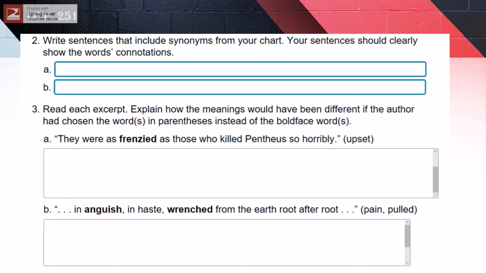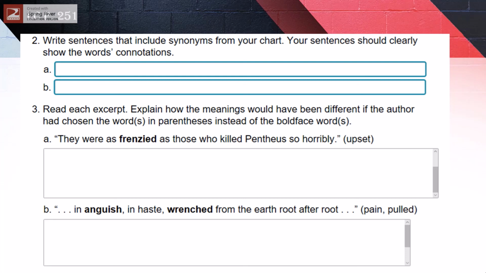After answering practice and apply, let us move on to number 2. This time, you're going to write sentences that include synonyms from your chart. Your sentences should clearly show the word's connotation. That means you are going to use your answers from the previous activity. I hope you can construct correct sentences. How about number 3? Read each excerpt. Then, explain how the meanings would have been different if the author had chosen the word or words in the parentheses instead of the bold-faced word or words.